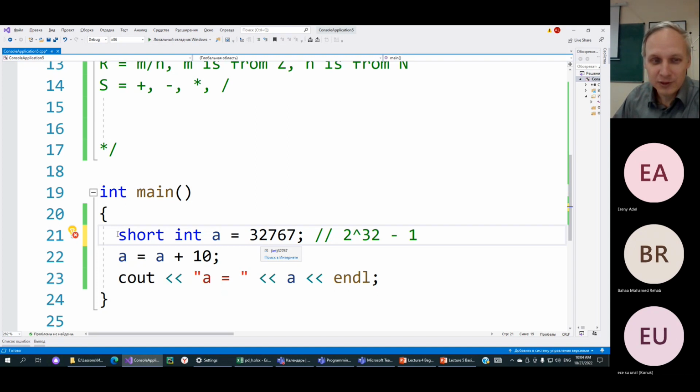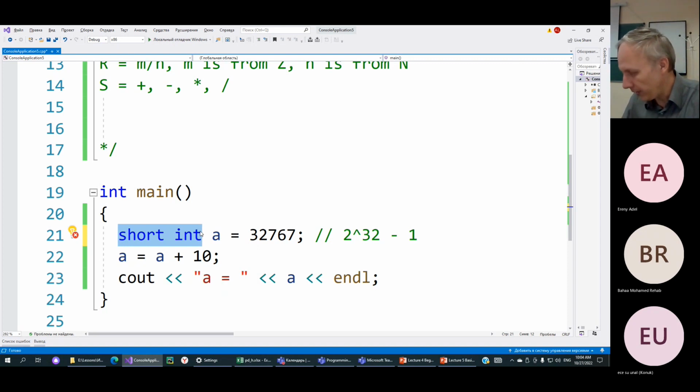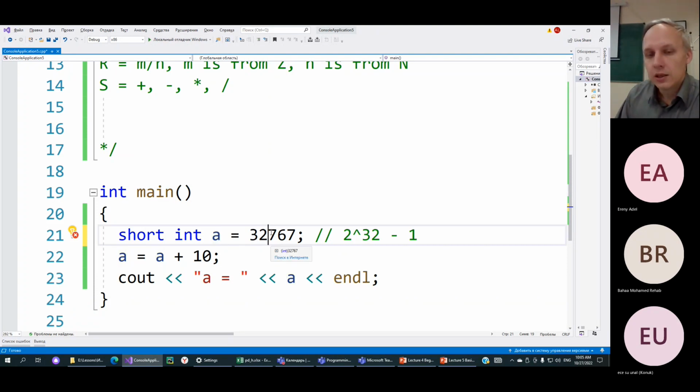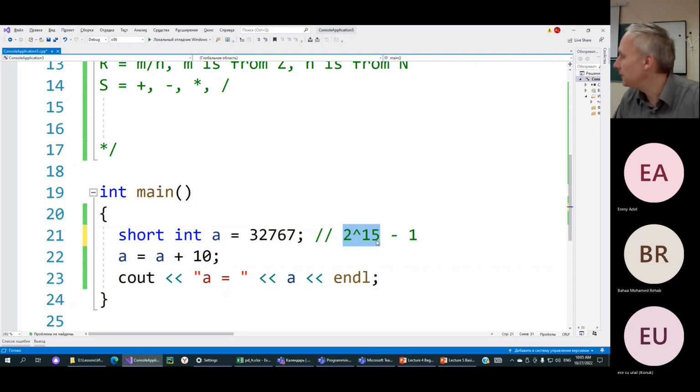For example, if you use int, you should allocate 4 bytes. And for the short int, the amount of memory will be 2 times smaller. And if you allocate the memory not only for one number, but maybe for 100 numbers or 1000 numbers, the amount of memory can be considerable. And this range corresponds to 2 power 15 minus 1.